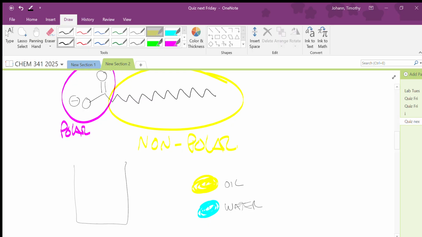Okay, I can put these two together and mix them, right? And what's going to happen? I can mix them, let it sit, and what'll happen? They'll separate, right? The oil will be on top. I got that wrong. I was about to get it wrong.